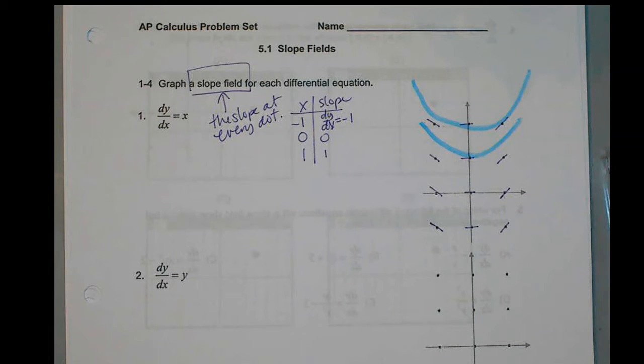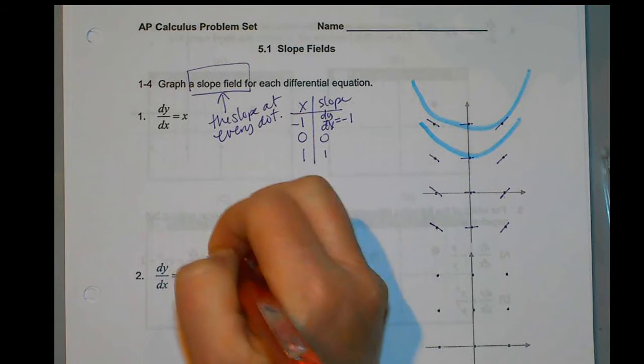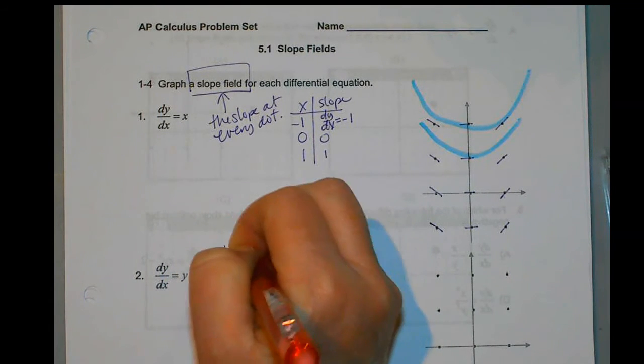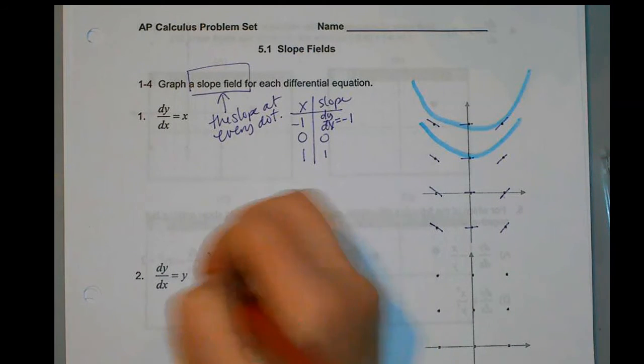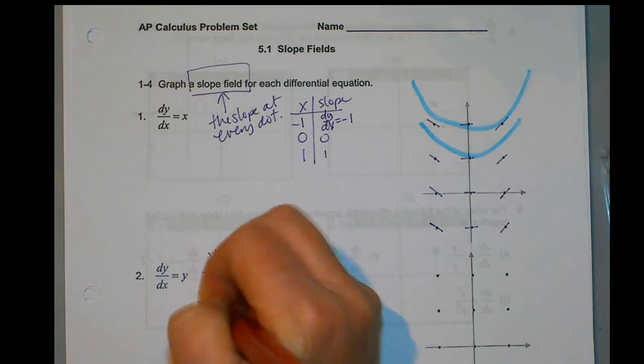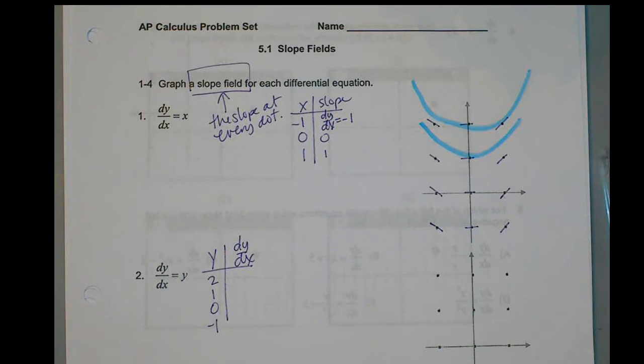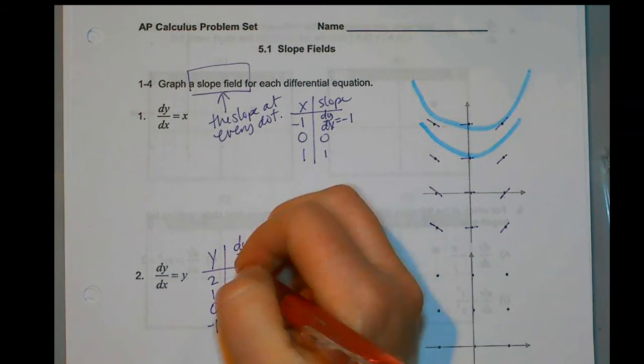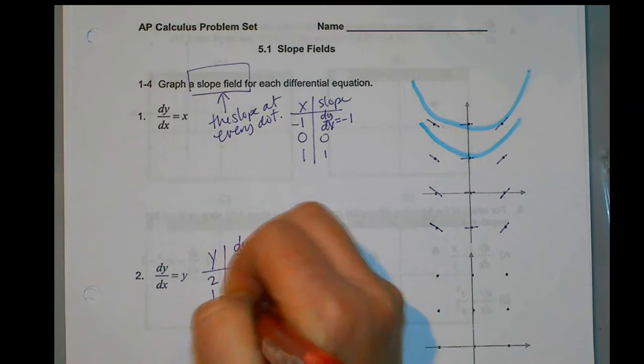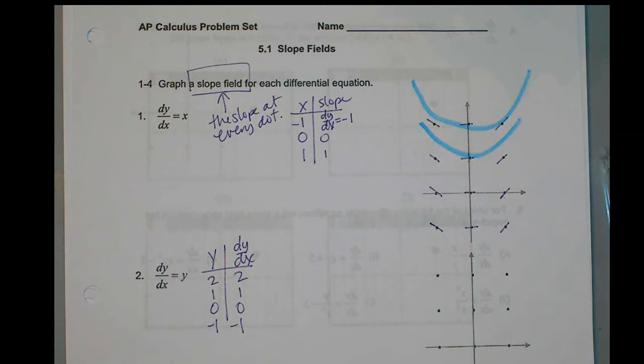So y is also going to be similar. When you look at y, you're not going to consider the x. It's going to be based on the y's. What y values do we have that we need to put in our little chart? Yeah, so there's 4 this time: 2, 1, 0, -1. And I only need to consider y's. They're the same, so whatever x was, my slope is 2, 1, 0, -1. That was easy. Then we just have to think about how to graph it.